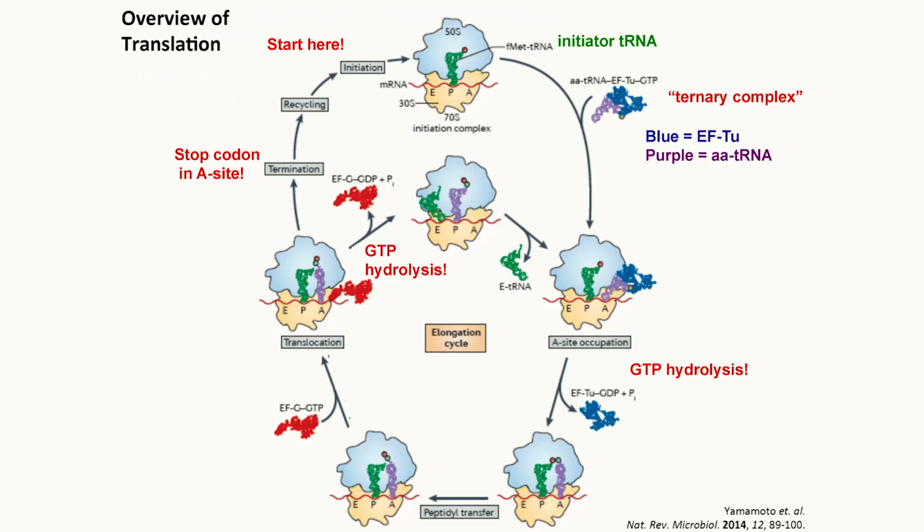Right, so we can return to our overview cycle here that we saw before. And so we'll briefly address how initiation occurs. So how is this 70S ribosome assembled? We'll have a detailed case study of EF-Tu, and then look through this elongation cycle in more detail.